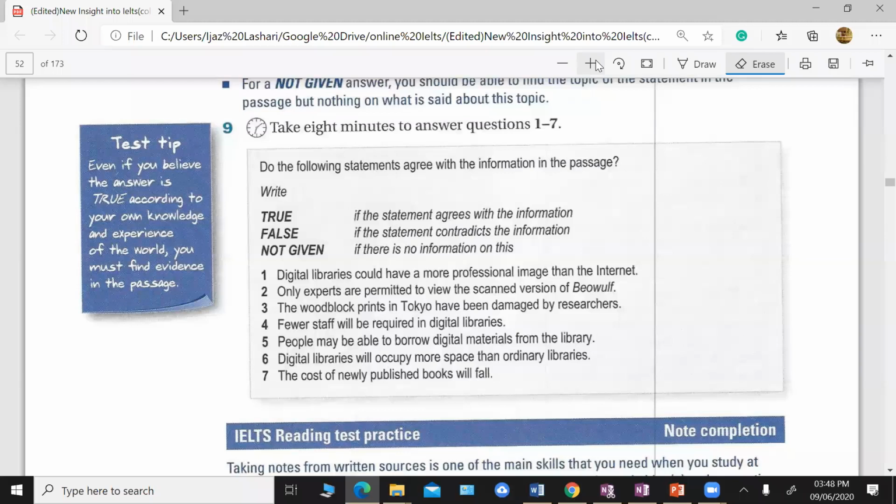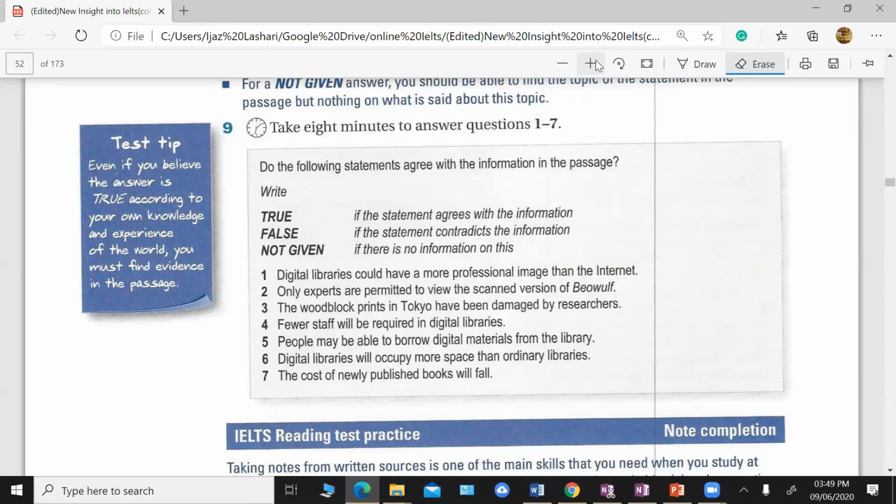Question number 9. Take 8 minutes to answer questions 1 to 7. Do the following statements agree with the information in the passage? True, false, not given. Number 1. Digital libraries could have more professional images than the internet.